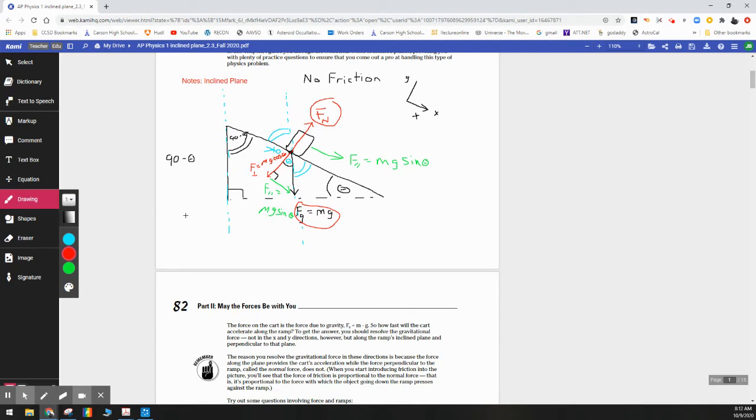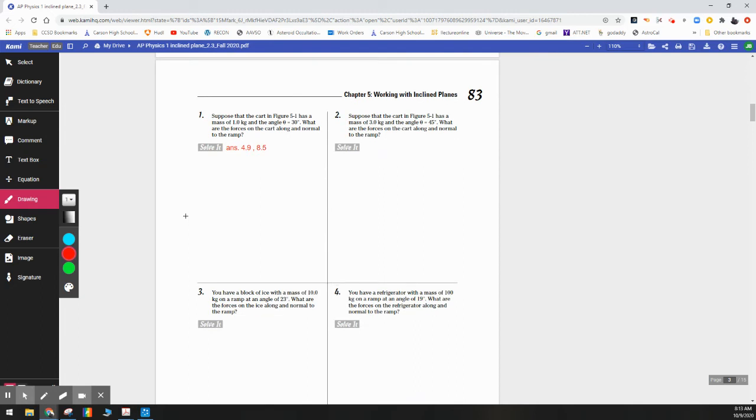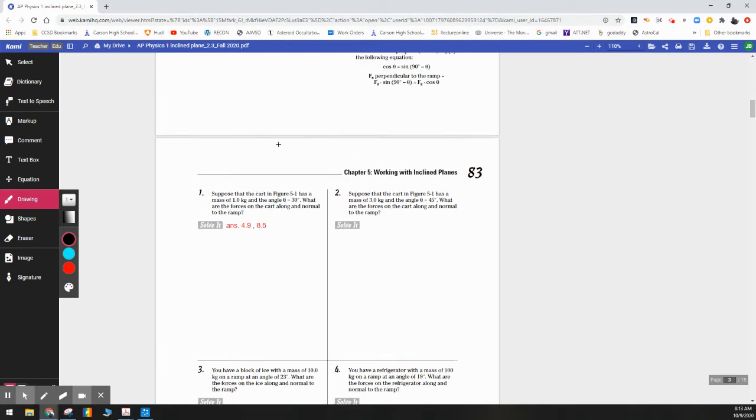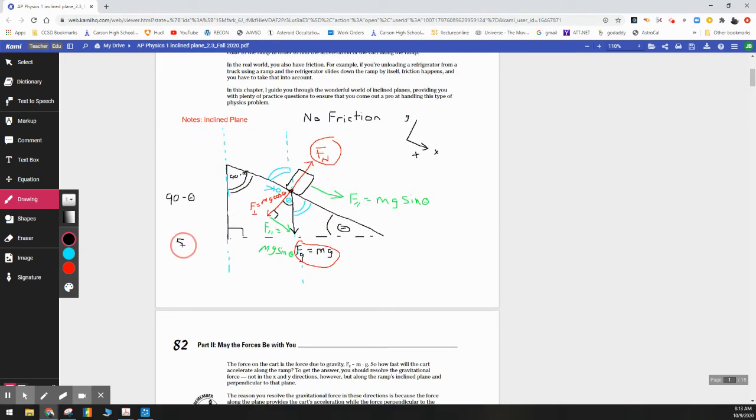Okay, so let's look at some potential problems here. We'll let you do some of these, and I'll do some as an example. Let's change this to black here. It says, suppose the cart in figure 5.1 has a mass of 1 kilogram and an angle of 30 degrees. What are the forces on the cart along and normal to the ramp? Figure 5.1 is way back here.